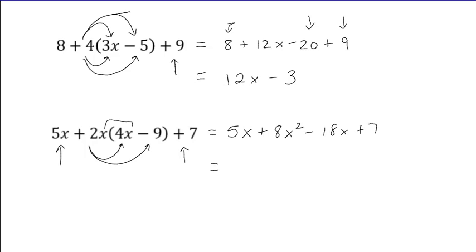So when we go to collect our like terms on this problem, first notice there is no other x squared term, so I'm just going to write that down first, 8x squared. I do have two x terms though. I have a 5x and a negative 18x, so that is negative 13x. And last but not least, this lonely number 7 on the end has nothing like it, so I'm going to put a plus 7.